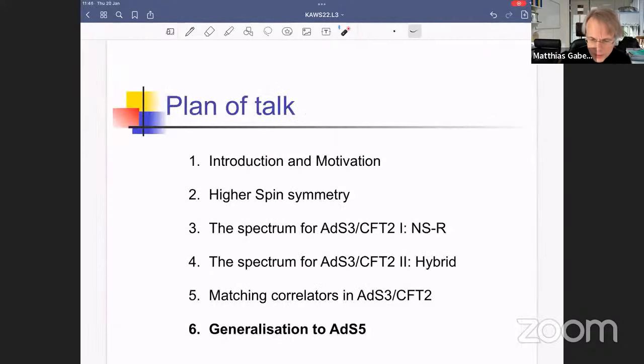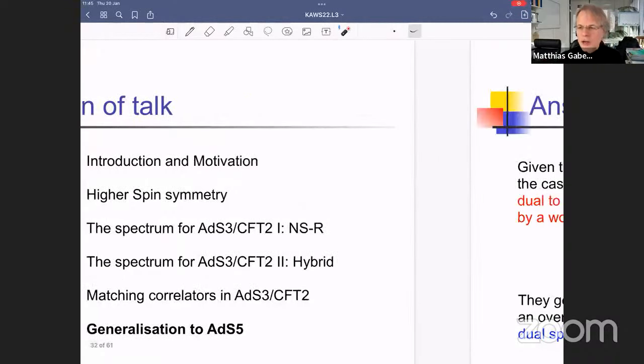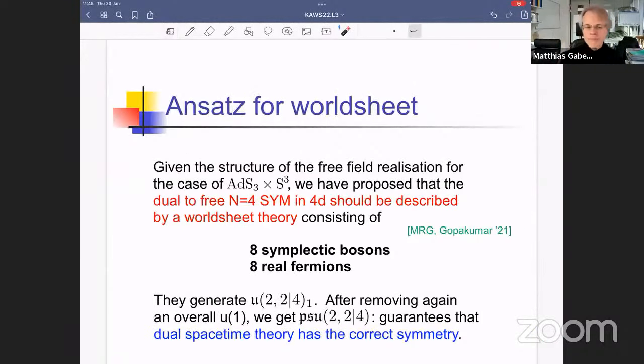Okay, so I only have 15 minutes left and we are probably all a little bit tired. So let me just try to sketch how this works for AdS5.